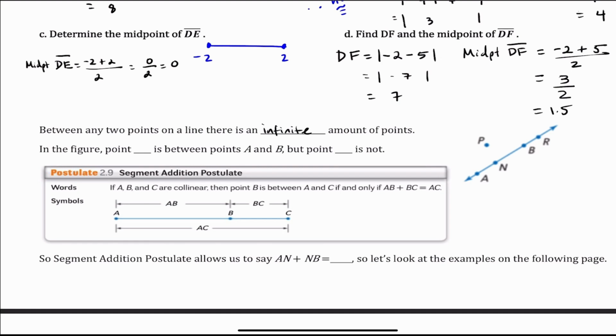Okay, in the figure, point N is between points A and B, which makes sense because, okay, here's A, here's B, and N is between those 2 points. However, point P is not because point P is not on that line whatsoever. Okay, so we can now go ahead and just transition to this postulate here. Super important that you know this.